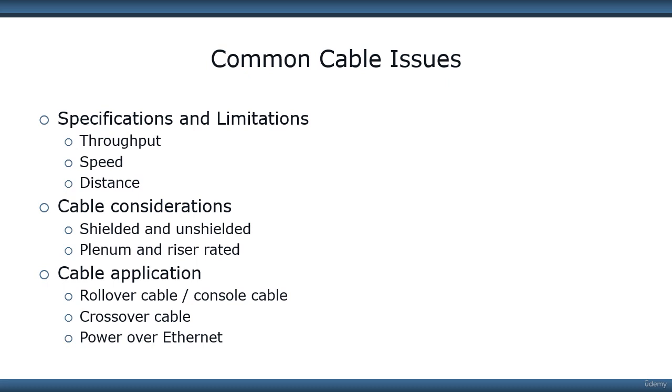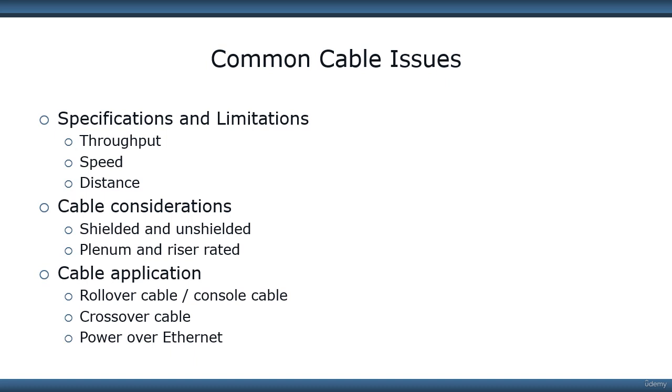Some other common cable issues: specifications and limitations, throughput, speed, distance. The distance is pretty much the same for all copper, but the throughput and the speed will not be the same. You have to look at all the different pieces.